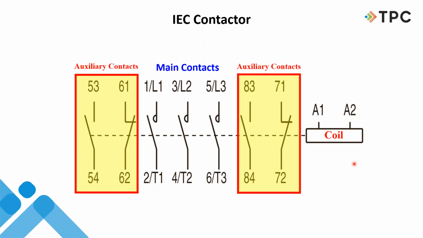And like I said before, typically coils, whether it's a relay coil, a solenoid coil, anything that's a coil, typically has A1 and A2 on it.